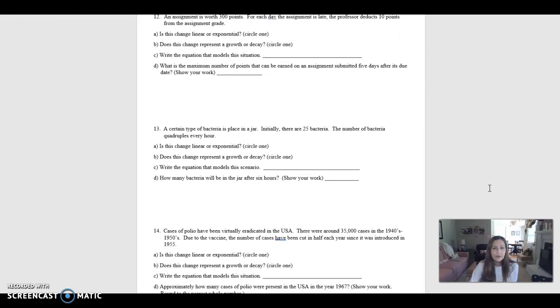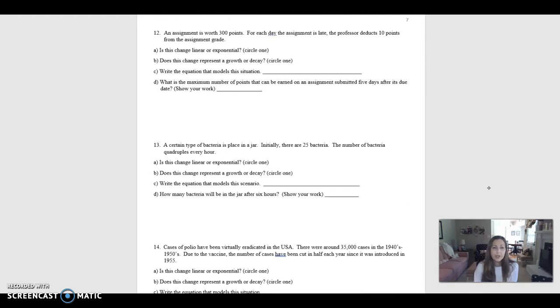Number 12, an assignment is worth 300 points. So you can get up to 300. That would be positive. For each day the assignment is late, the professor deducts 10 points. Now you have to decide for yourself, what does the word deduct mean?